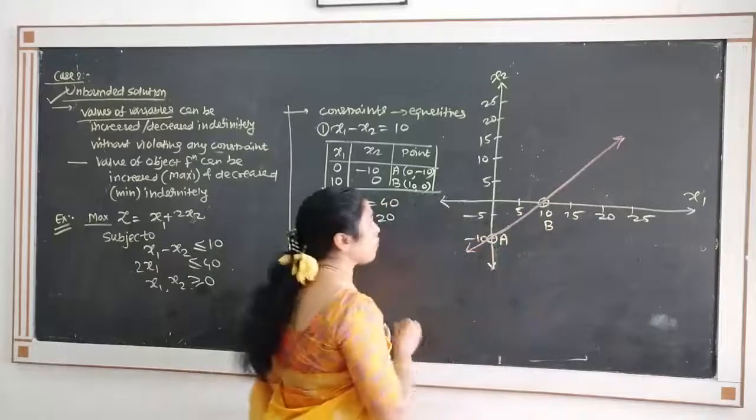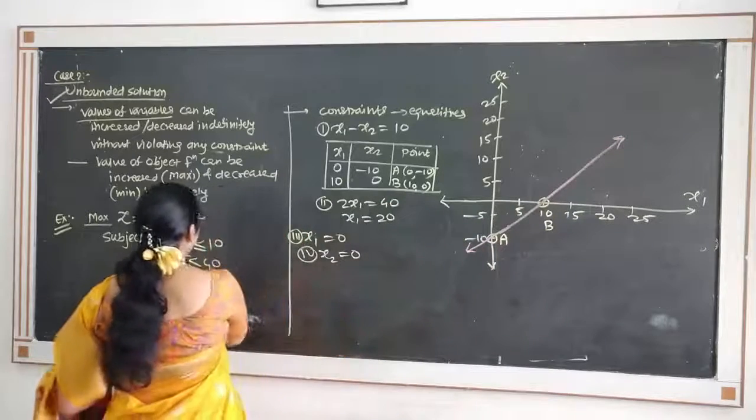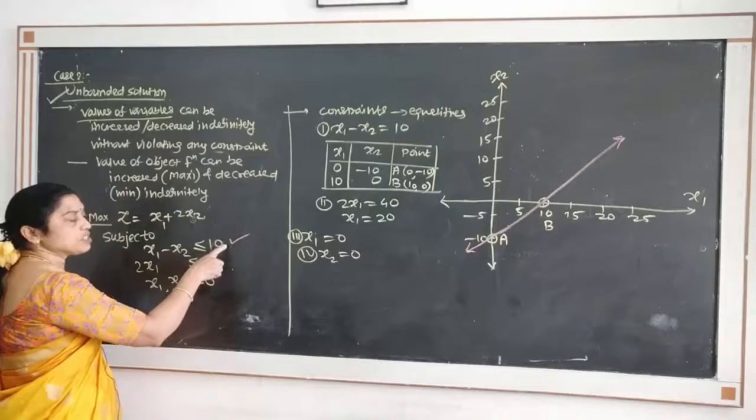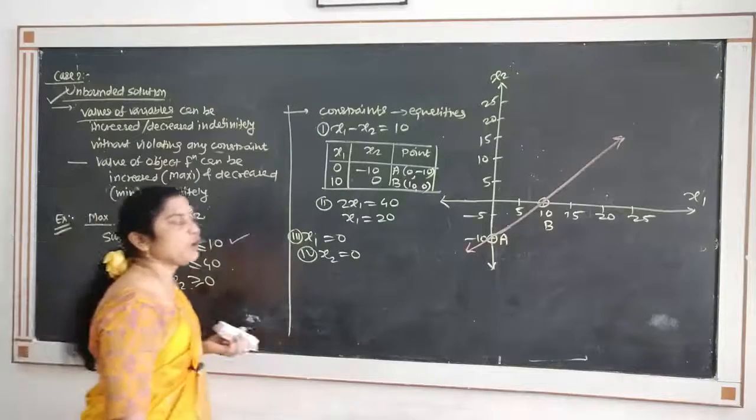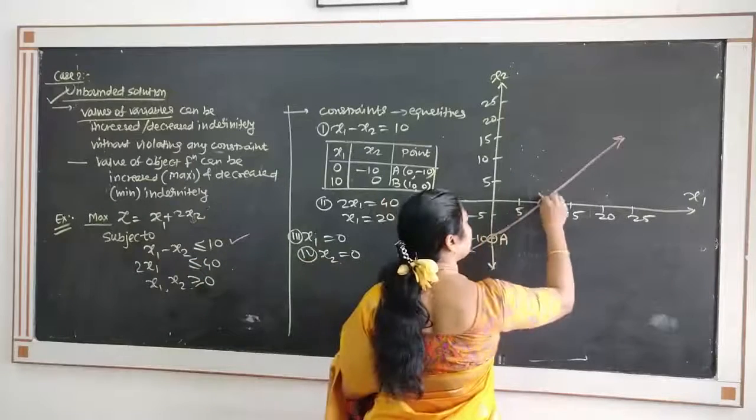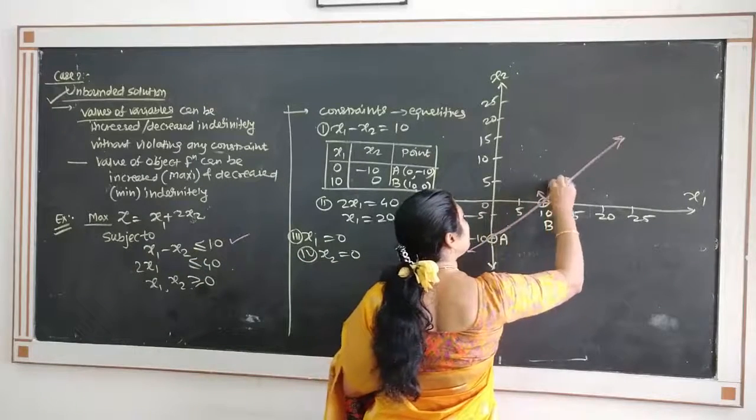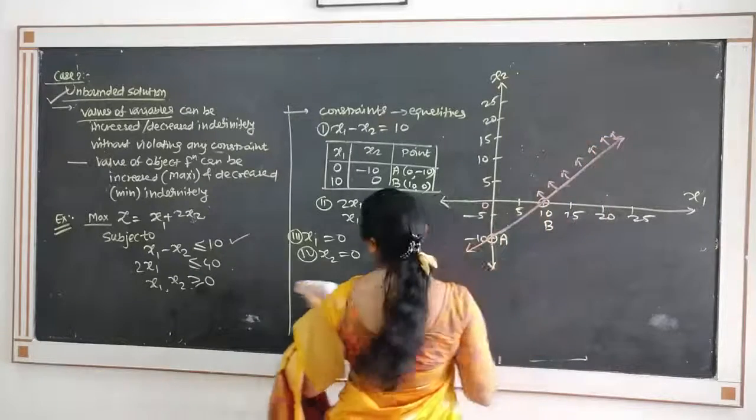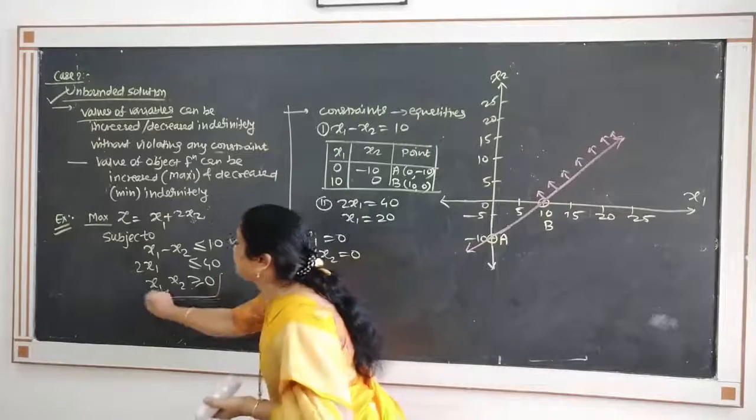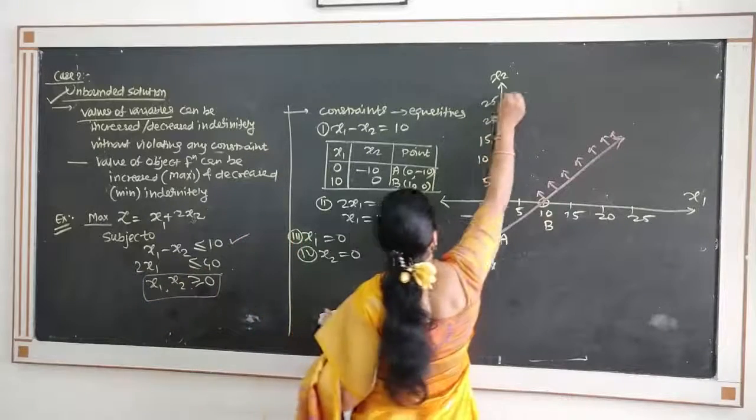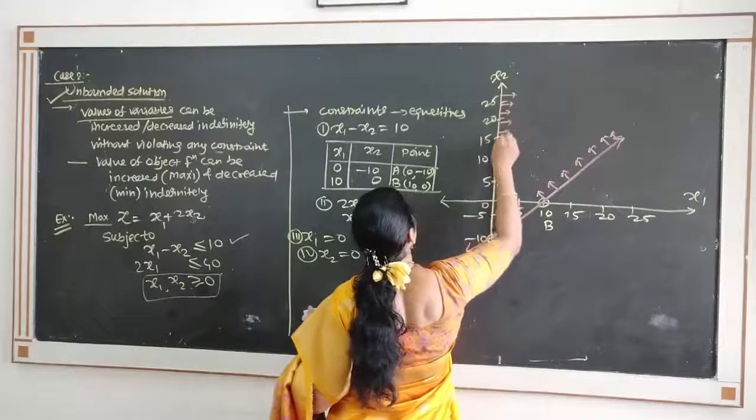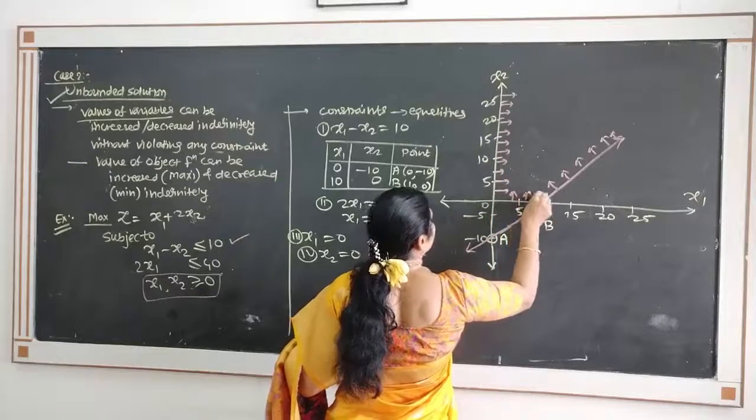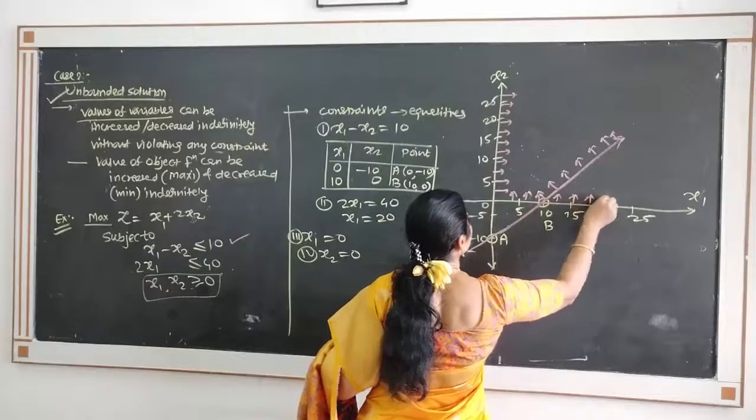Which region is required? If you put (0, 0) in this inequality, 0 is less than 10. So origin satisfies the inequality, and we want the region which contains origin. So we require this region. Because we have the non-negativity constraint x1, x2 greater than or equal to 0, we have the feasible region in the first quadrant only.